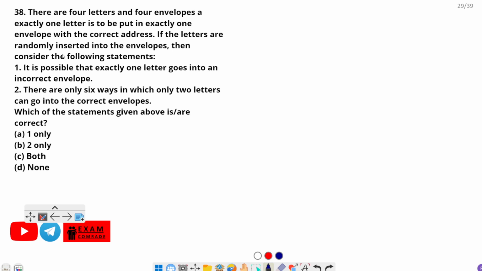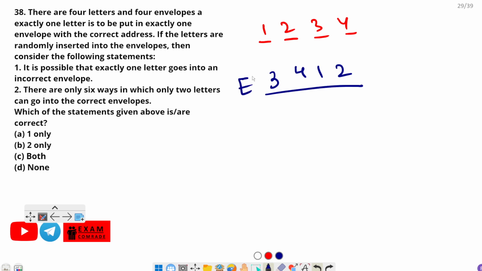Next question. Okay, there are 4 letters and 4 envelopes. Okay, there are 4 letters, 1 2 3 4, and there are 4 envelopes. Maybe let's write randomly for easy understanding. Okay, these are the envelopes. Okay, if the letters are randomly inserted in the envelope, then consider the following statements. It is possible that exactly one letter goes into an incorrect envelope.